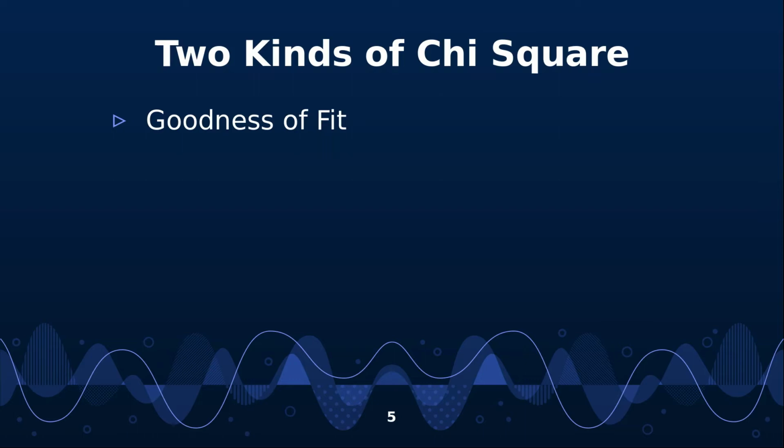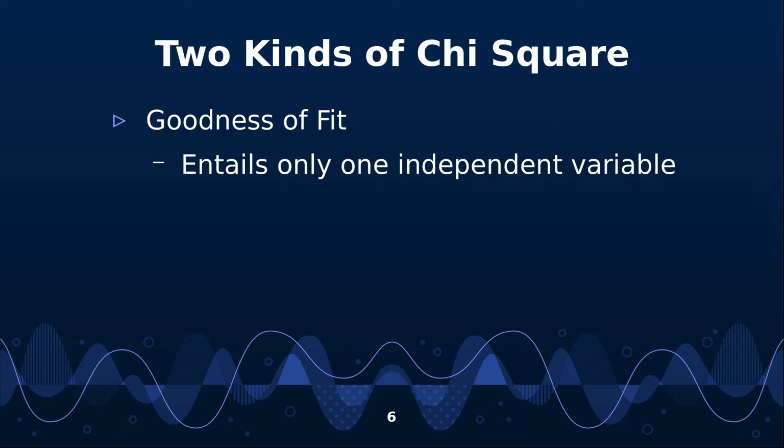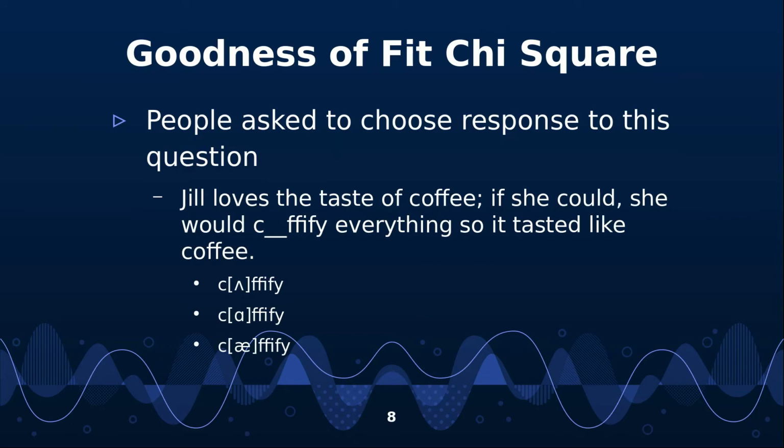There are two types of chi-square. In this episode, I'm going to talk about a goodness of fit chi-square, and it entails only one independent variable. Therefore, it uses a 1 by n table. So let's look at an example.